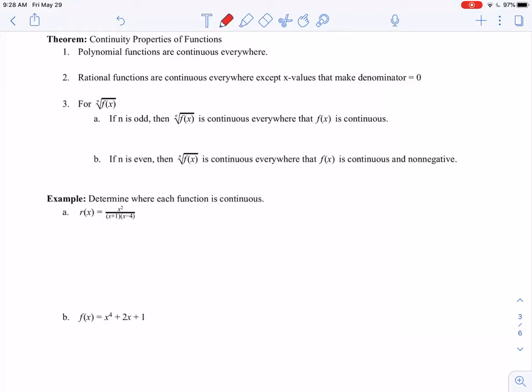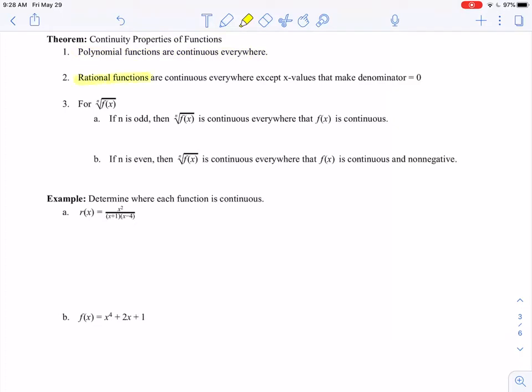The first one here says that polynomial functions are continuous everywhere. So if you have a polynomial, you can just say, you know what, that's a polynomial, it's continuous everywhere. There's not any work to show, which is really nice. You just get to say, well, it's continuous on negative infinity to positive infinity. So that's a really nice case.